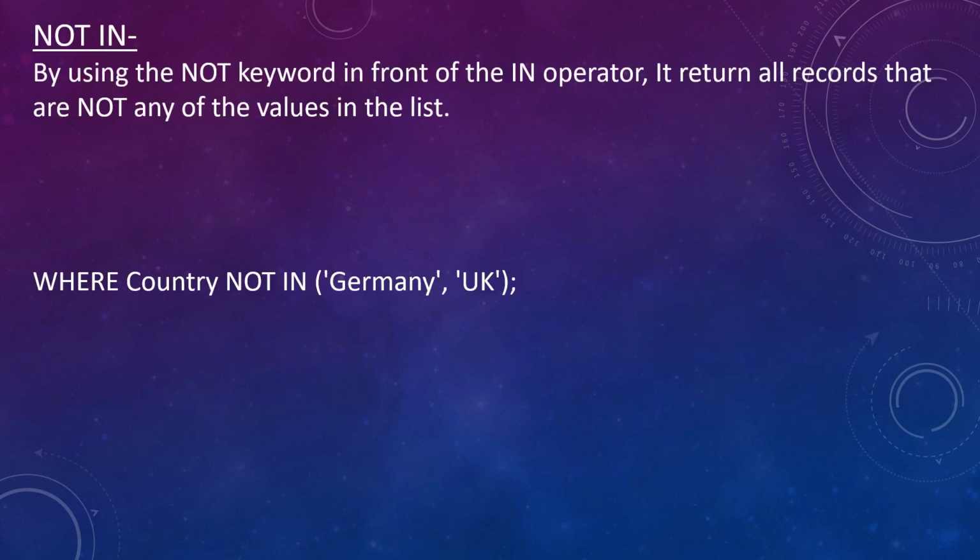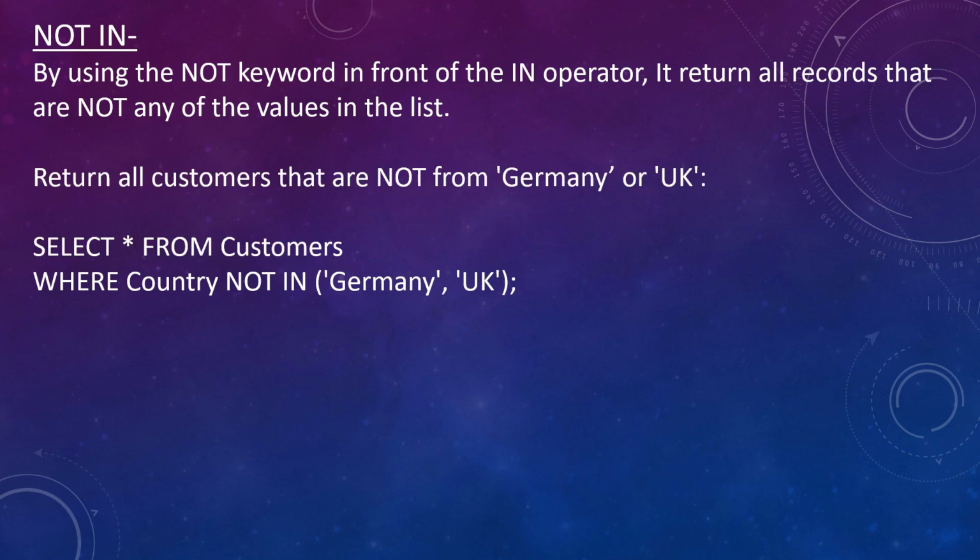We can also use NOT IN. By using the NOT keyword in front of the IN operator, it returns all records that are not any of the values in the list. Initially, in the previous example, we discussed how we can find those columns where country is in Germany and UK. Now let's take the opposite approach. I want to select all the customers where country is not Germany or UK. I don't know which countries I want, but I'm sure I don't want Germany and UK.